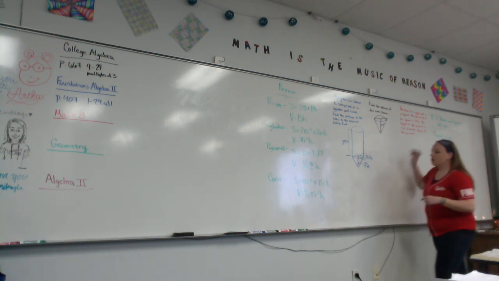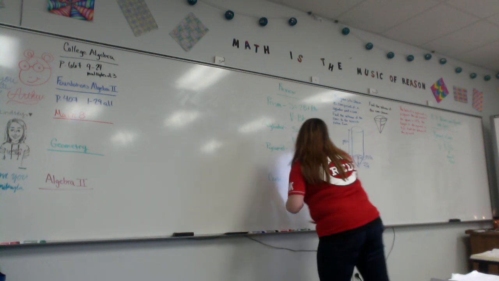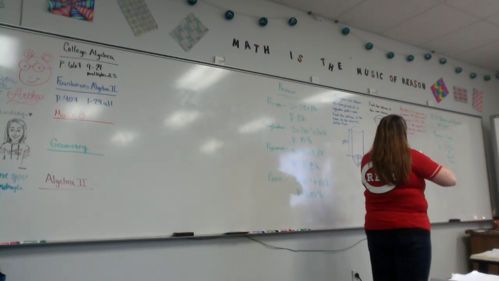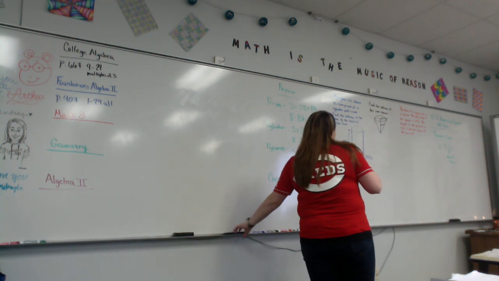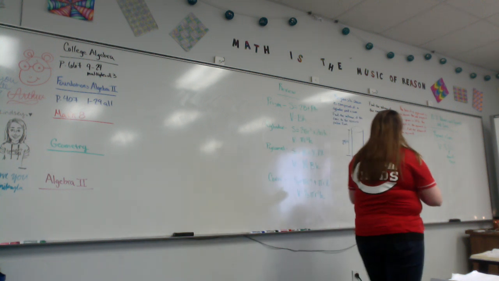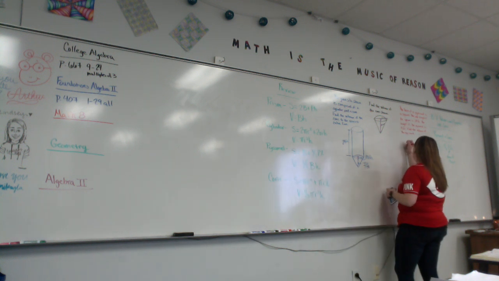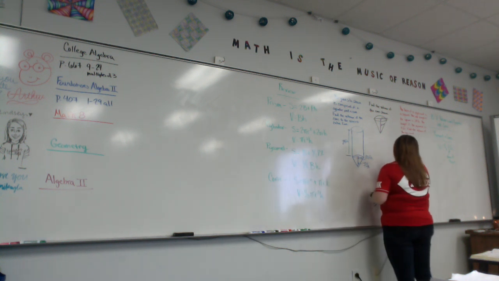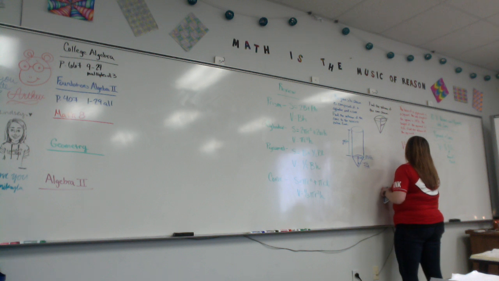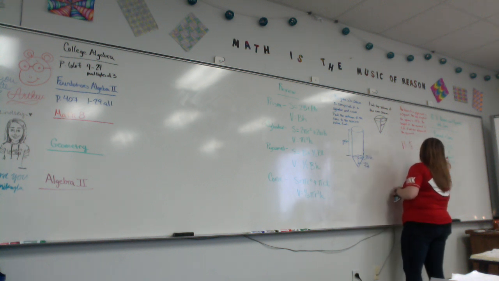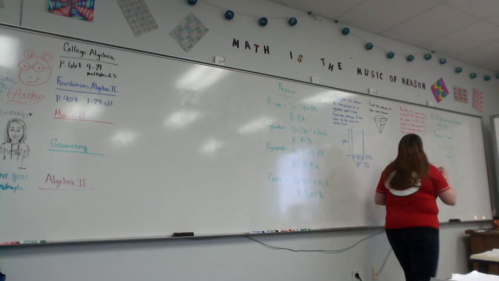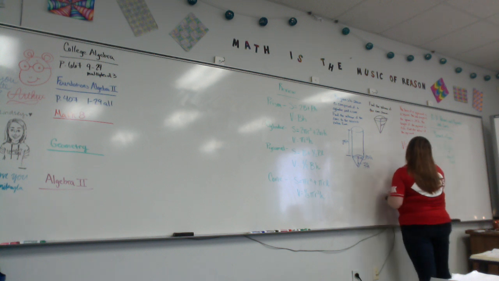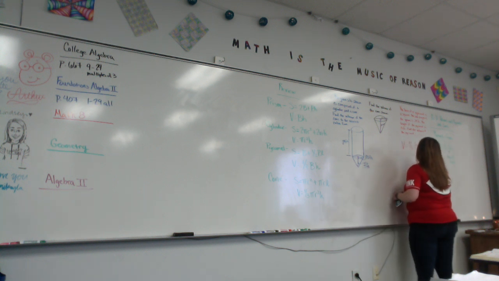From there, we get a word problem that says the base of a pyramid is a square. The side length of the square is 24 feet. The height of the pyramid is 9 feet. Find the volume of the pyramid. How do I figure that out? Volume equals what? 1/3. How do I find the area of the base? 24 times 24, or 24 squared. And then I'm multiplying it by what? 9.